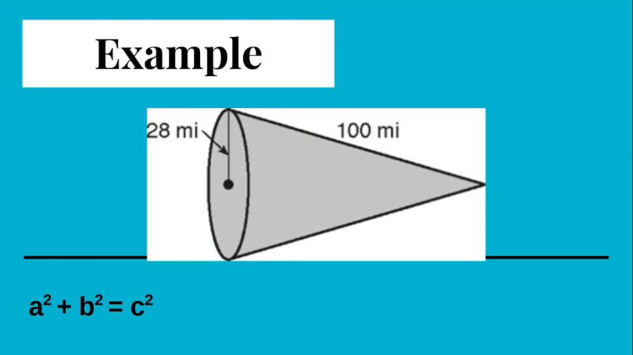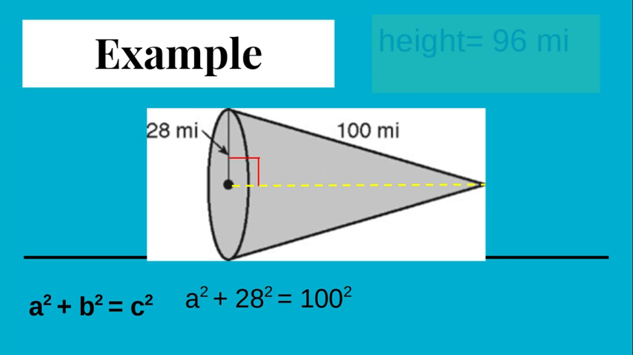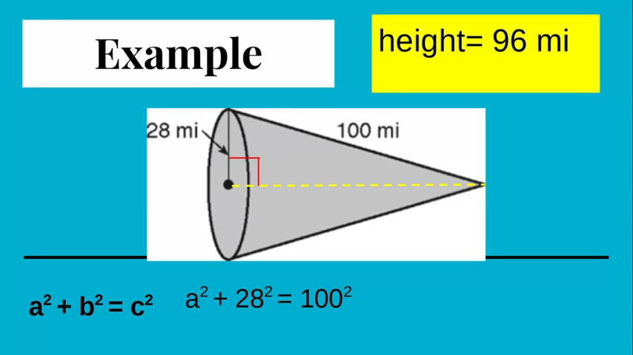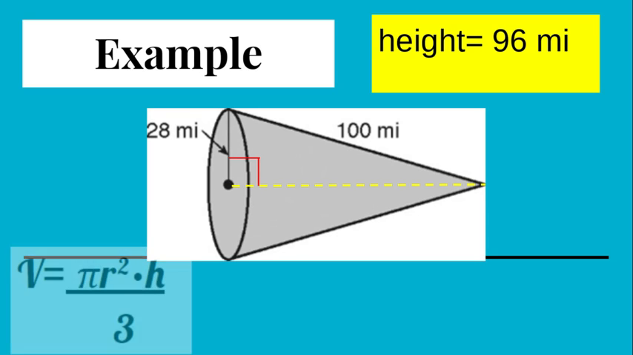Okay, so let's do an example. So we're trying to find the actual height here, which is the yellow line. So we're going to say, okay, across from the 90-degree angle is my hypotenuse. And so we do 28 squared equals 100 squared, and we're going to subtract that and then square root both sides, and we get the height is 96. This is the height you then use in the formula for volume.